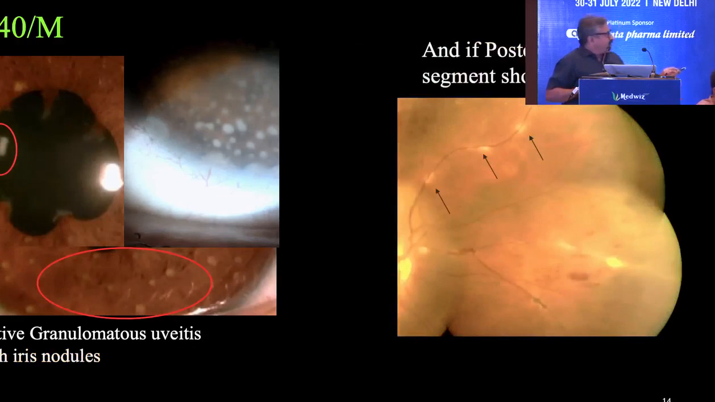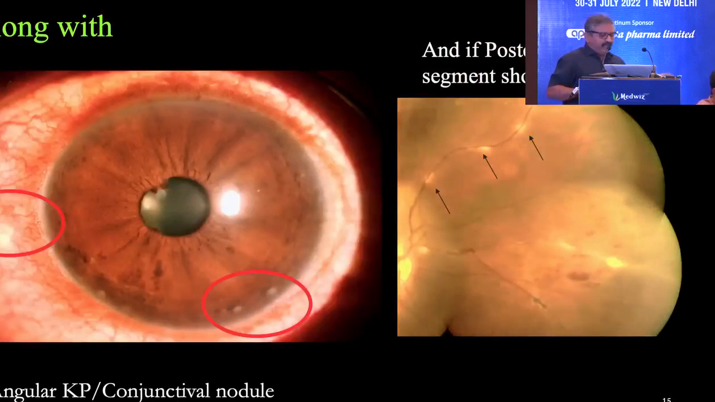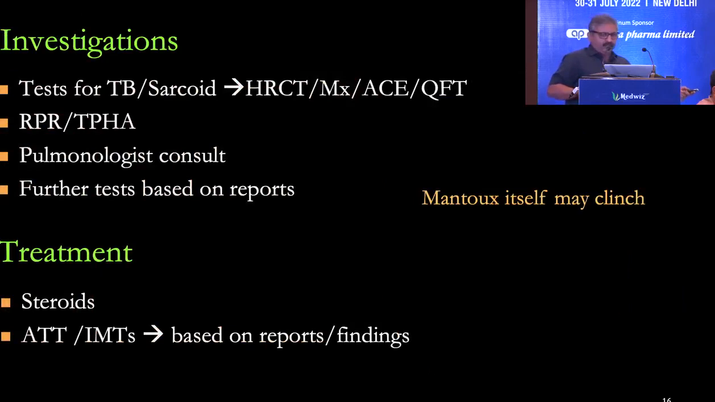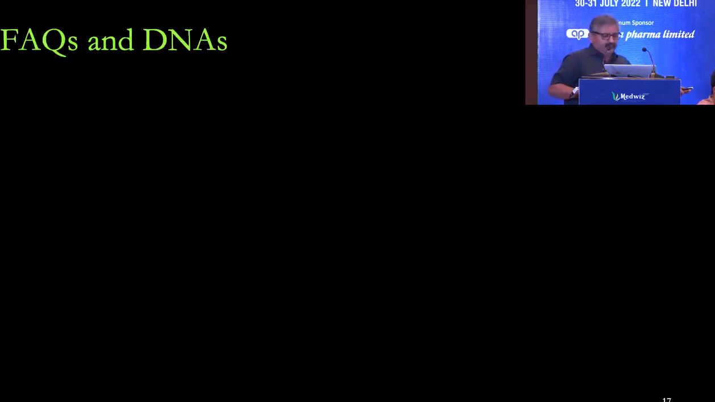But if the posterior segment shows skip lesions and the anterior segment also has some findings such as an angular KP or a conjunctival nodule, then you are probably dealing with a case of sarcoid. So a granulomatous uveitis with posterior segment clues of a CRA adjacent to a vessel, or an angular KP like this, then TB or sarcoid, one of those. So test for TB or sarcoid accordingly, and further tests will be based on what reports come out. Mantoux itself may be clinching, because Mantoux negativity may be more in favor of sarcoid. Start steroids and ATT or immunomodulators based on whichever diagnosis it is.